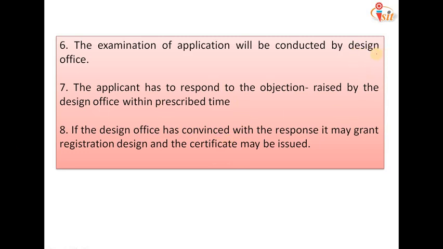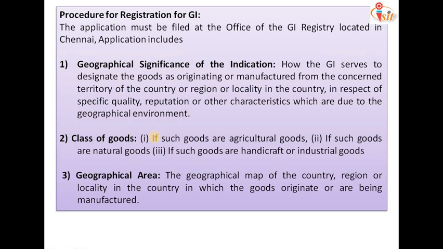You have to make the application to the design office. The applicant has to respond to the objection raised by the design office within a prescribed time, and if the design office is convinced with the response, it may grant a registration of the design and the certificate may be issued. If any objection comes, then the applicant has to give a proper response to that objection, and then the certificate is issued for our industrial design or only for the design. That is the procedure to register the industrial design.